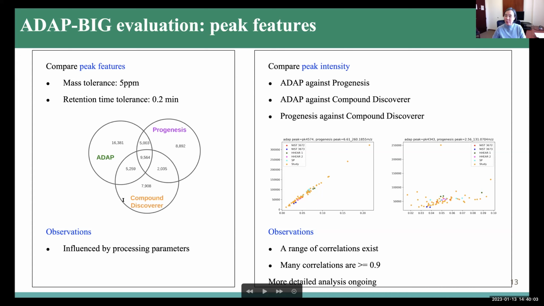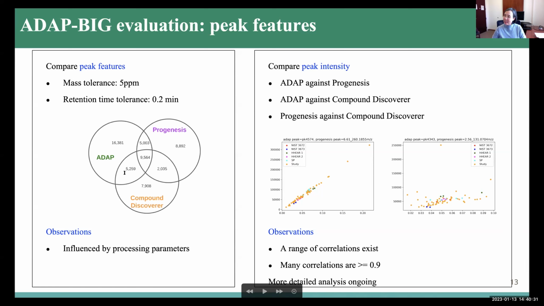So many of those preprocessing parameters would influence the final comparison. So we are still trying to make sure we choose the best possible parameters for each of the software too. What you are looking at here are some preliminary results, and we are still refining our analysis. So here this Venn diagram shows the number of peak features that have been detected by the three software tools.